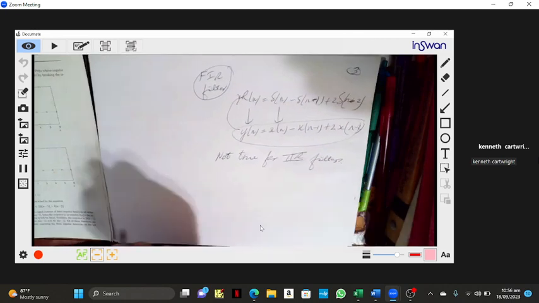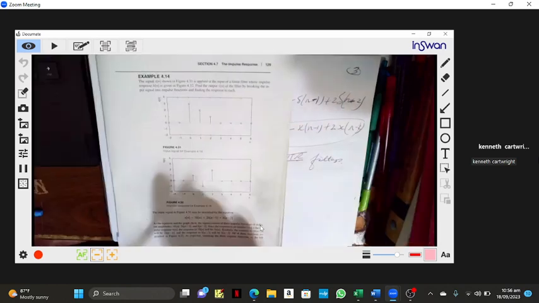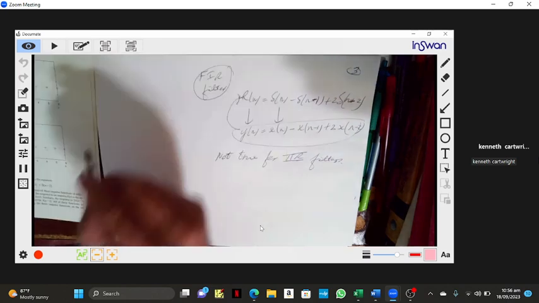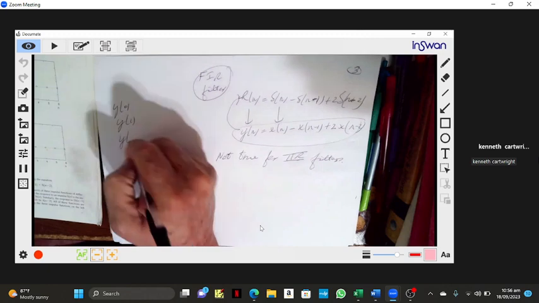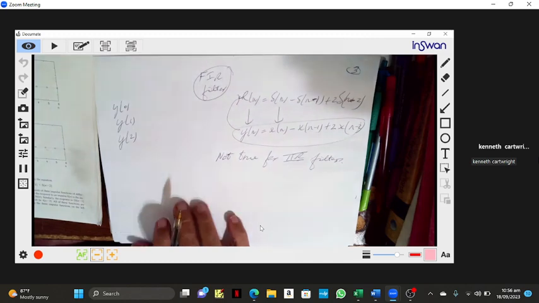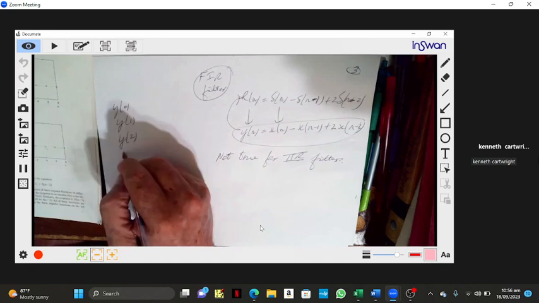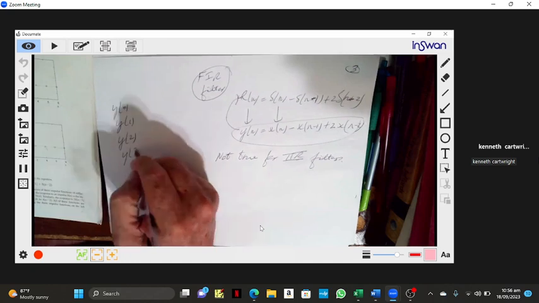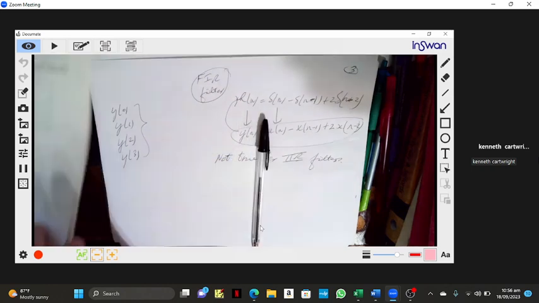All right. So since you know the difference equation, find y of 0, y of 1, y of 2. Let's throw y of 3 in there as well. Find those. Work on those for the next few minutes. Send them in chat.